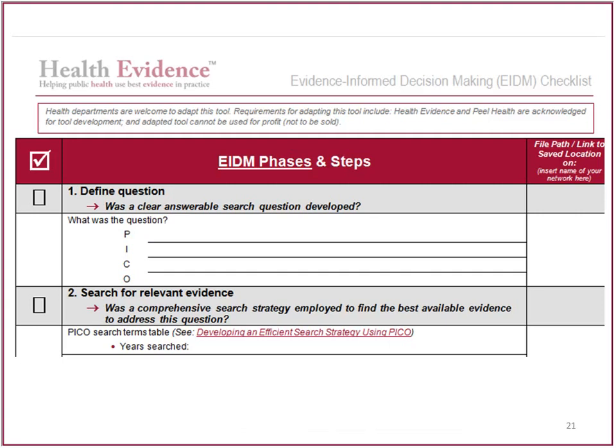You'll see on the right-hand side, it's a place for you to track. It says file path or link to the saved location. So there's an expectation that within your shared drive of your particular place of employment, you would have this information, so that anyone who was looking at this checklist would be able to go and find that information in much more detail. So that's the question phase.